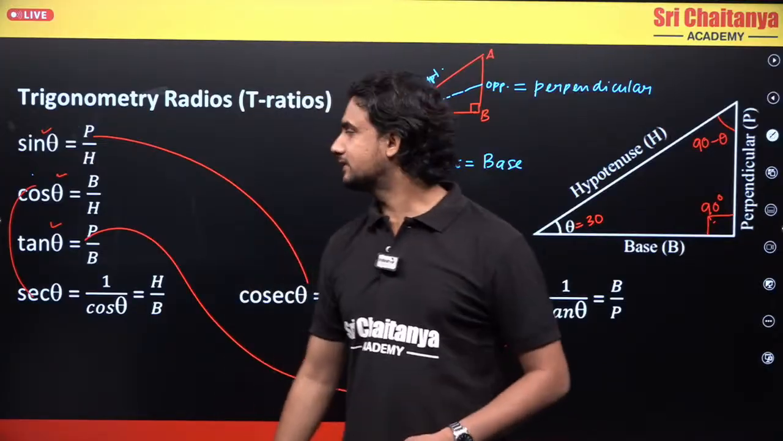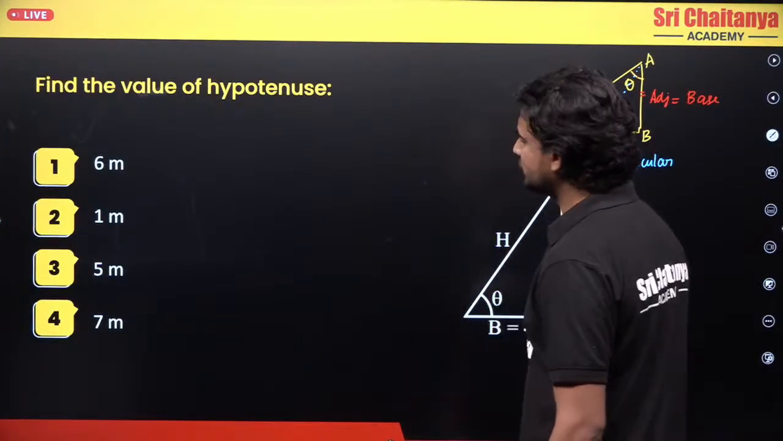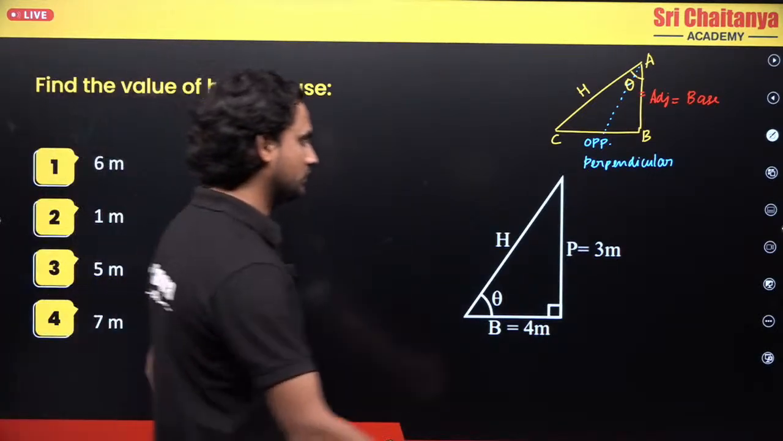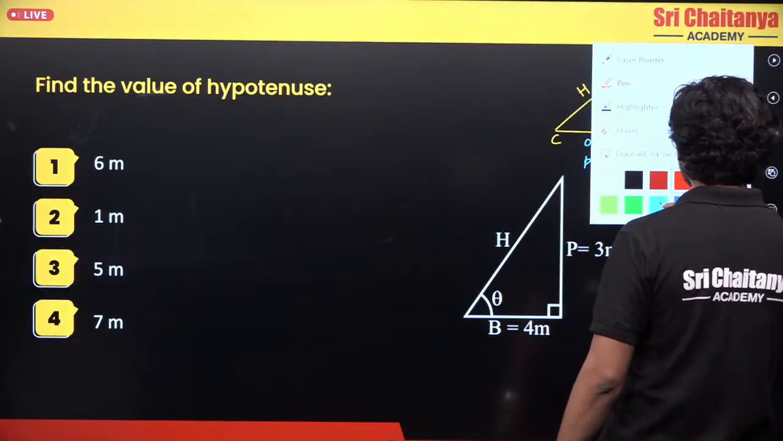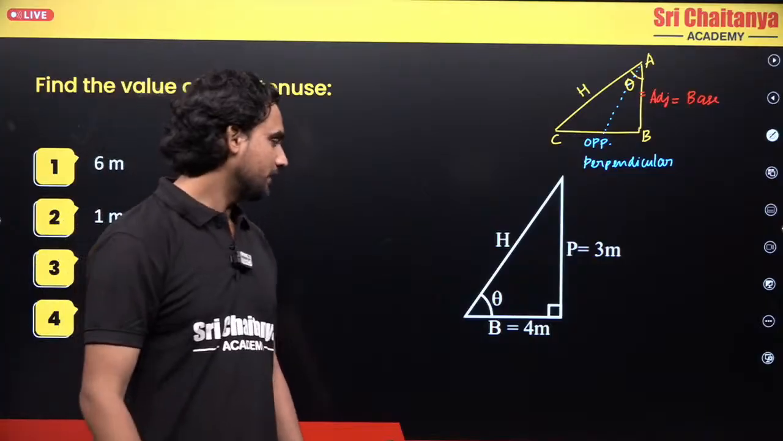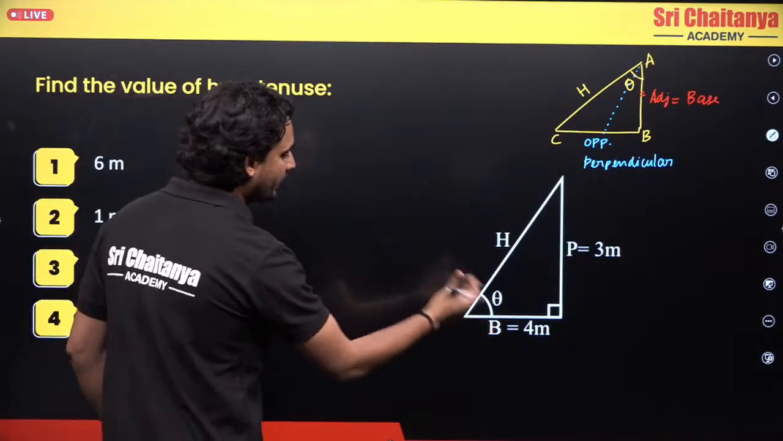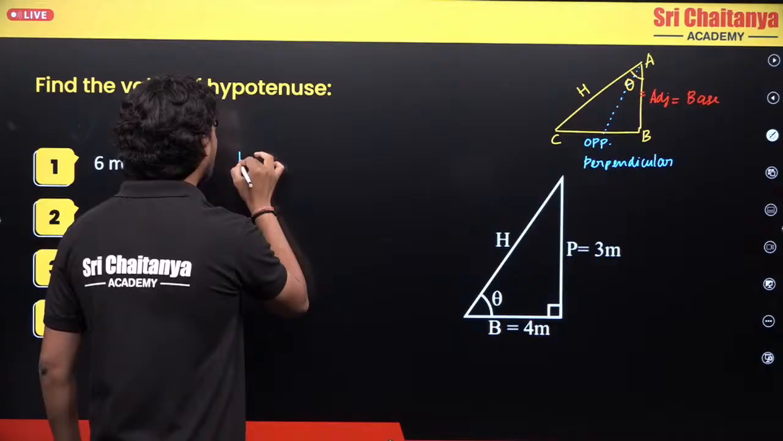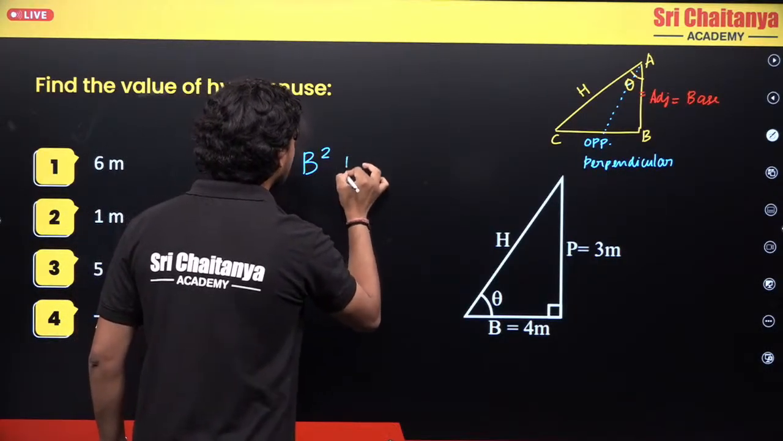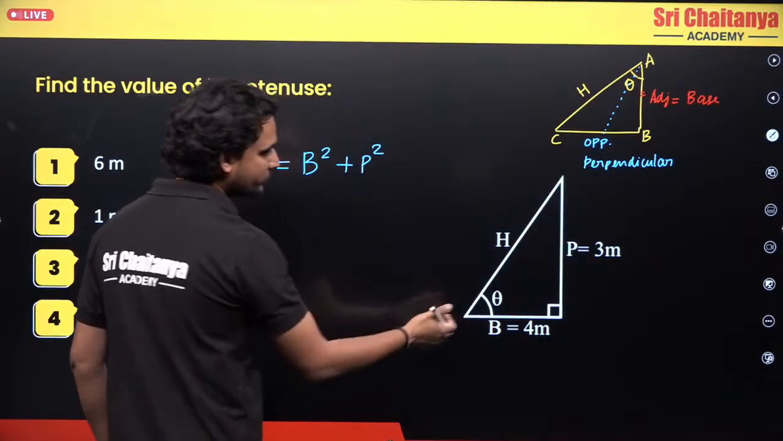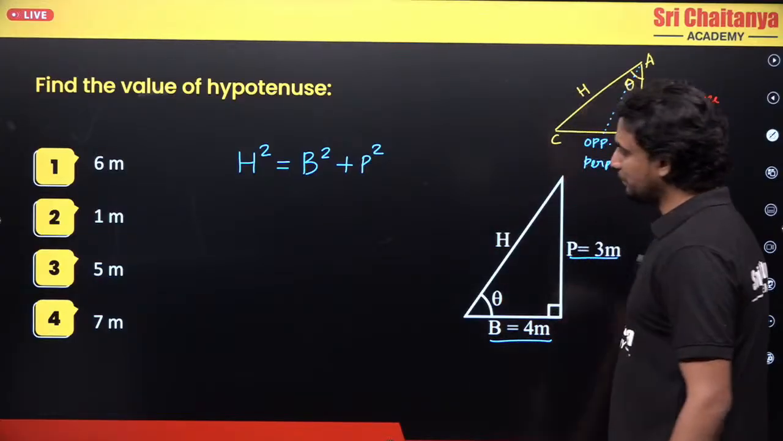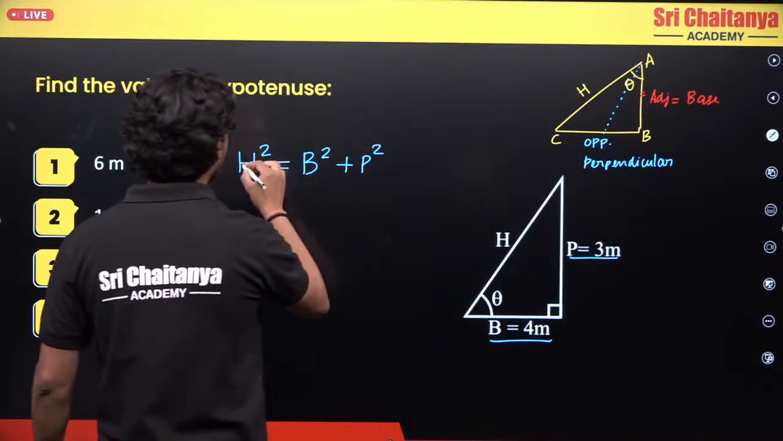I hope this is easy for you. Okay, let's move forward and solve this question. Find the value of the hypotenuse. How will you find the value of the hypotenuse in this case? We will use Pythagoras theorem. For a right angle triangle, Pythagoras theorem says that hypotenuse square is equal to base square plus perpendicular square. In this question, this is the perpendicular P, this is my base 4, and this is the hypotenuse. So this is my Pythagoras theorem.